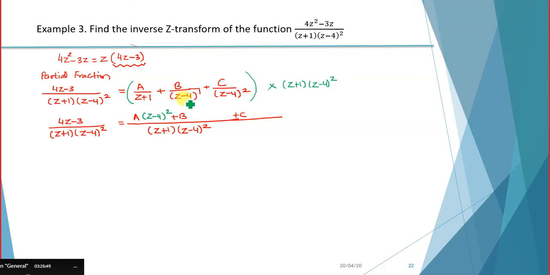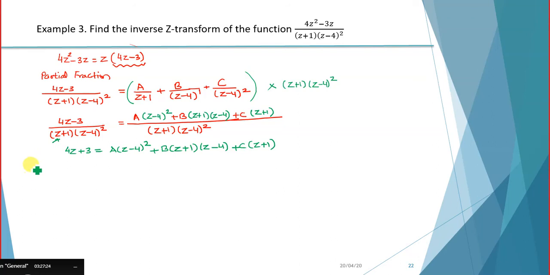When we multiply with B, z minus 4 to the power 1, so one (z minus 4) cancels. We are left with (z plus 1)(z minus 4). And with C, we are left with z plus 1. So the concept is the same as we used earlier for inverse Laplace transform. Comparing the numerators, we will get this term. Now we can see that here we have three different constants, so it means we need three values of z.